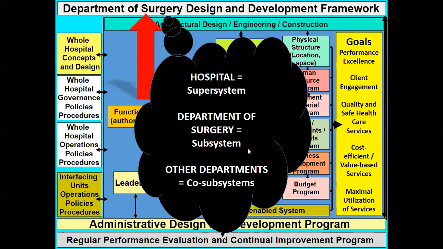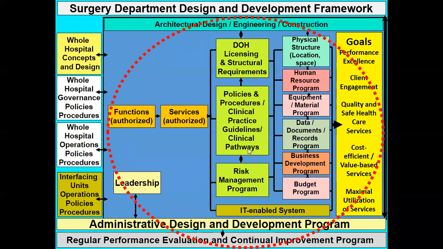The Department of Surgery is one of the subsystems within the hospital, which is the super system. The other departments are co-subsystems. Using the framework, this slide shows the essential and basic components of the Department of Surgery, which must be present to facilitate accomplishment of its authorized functions and services and achievement of its goals.